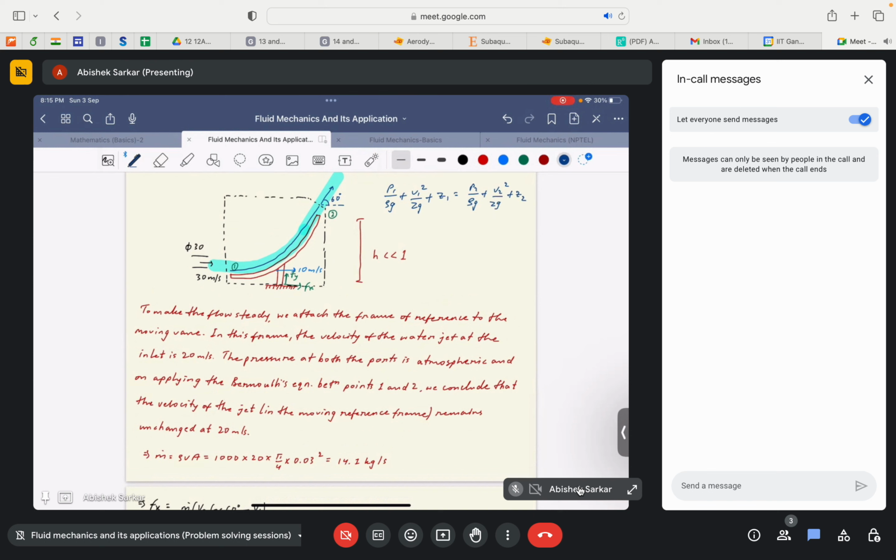So I'm saying that Z1 minus Z2 is almost equal to 0. Elevation is quite low if you take that assumption, and P1 equals P2 equals atmospheric pressure, and also that viscous forces are negligible, because we cannot apply Bernoulli's equation in a viscous flow. If we extend it, we need to use some head loss terms, but here we are disregarding the viscous forces, as they are negligibly small.